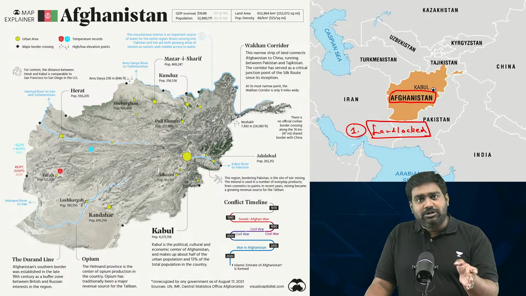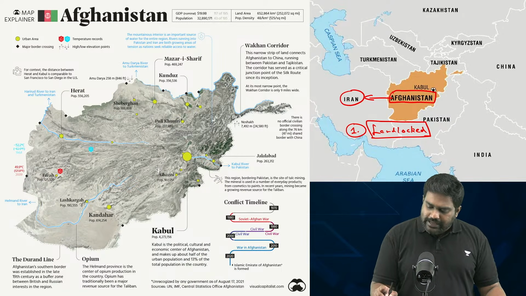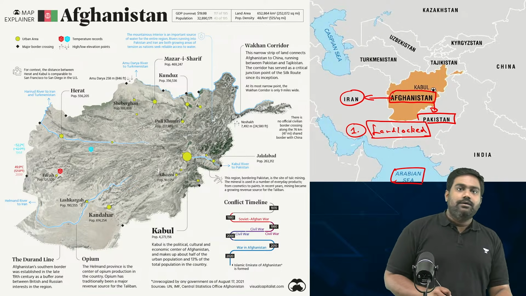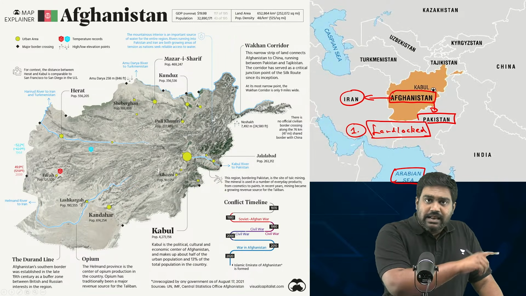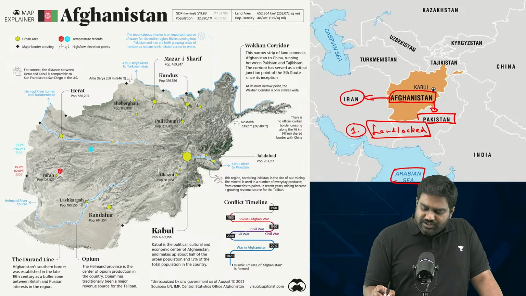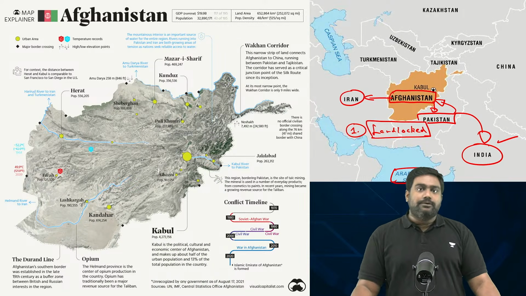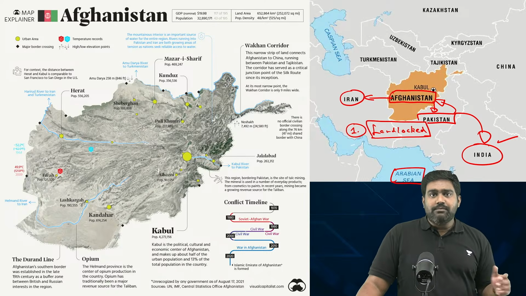Landlocked nations will have to depend on their neighbors. So Afghanistan becomes dependent on Iran and Pakistan to access the Arabian Sea. This gives Pakistan leverage against Afghanistan. Pakistan has been able to use and misuse Afghanistan to create problems for India because of this reason. Are you getting my point?